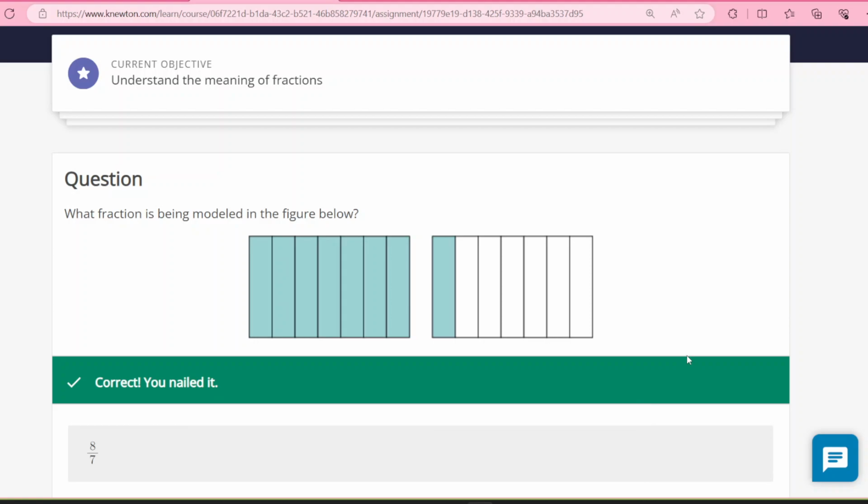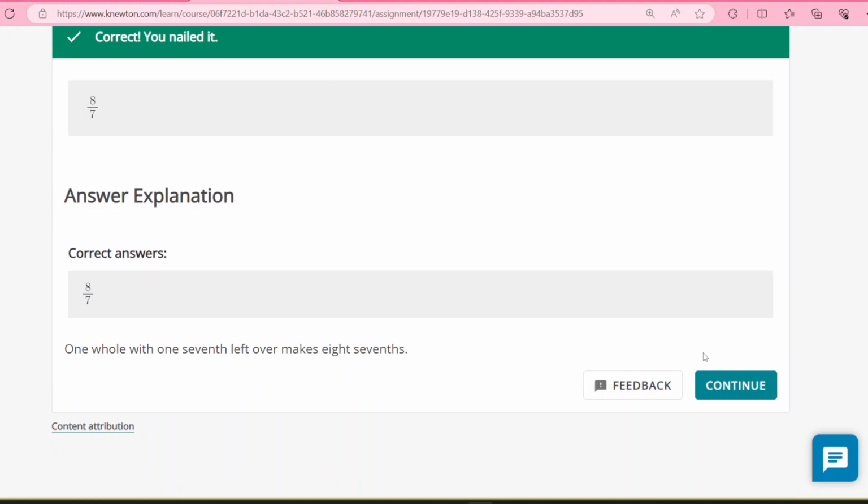Denominator again tells you how many units to break a whole up into, right? Take 1 whole unit and break it up into this many equal pieces. And the numerator is, how many of those pieces are you counting, right? How many of those pieces are you shading in? Great.